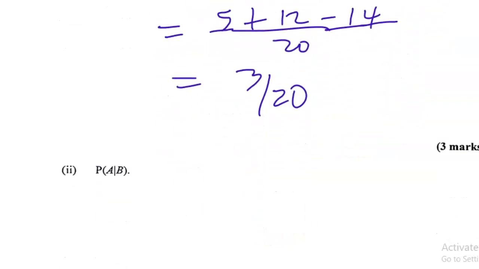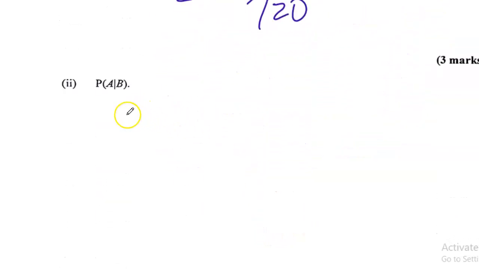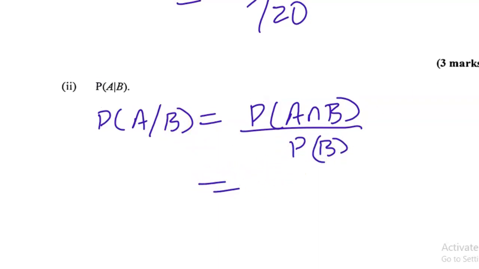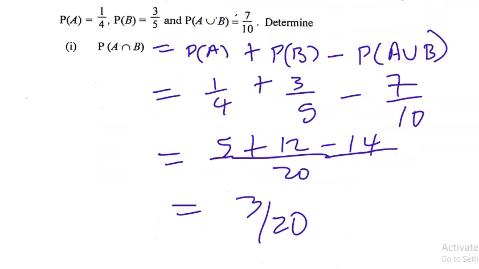Next, the probability of A given B. The formula for the probability of A given B is the probability of A intersect B divided by the probability of B. Now we just found the probability of A intersect B to be 3 over 20, and the probability of B is 3/5. So it's 3 over 20 divided by 3/5.